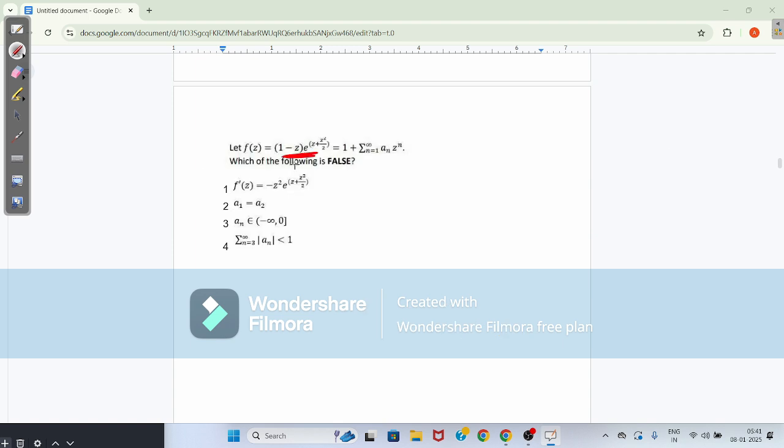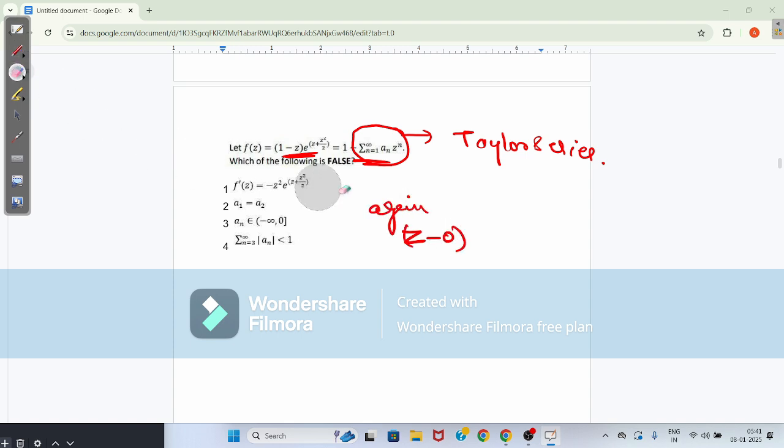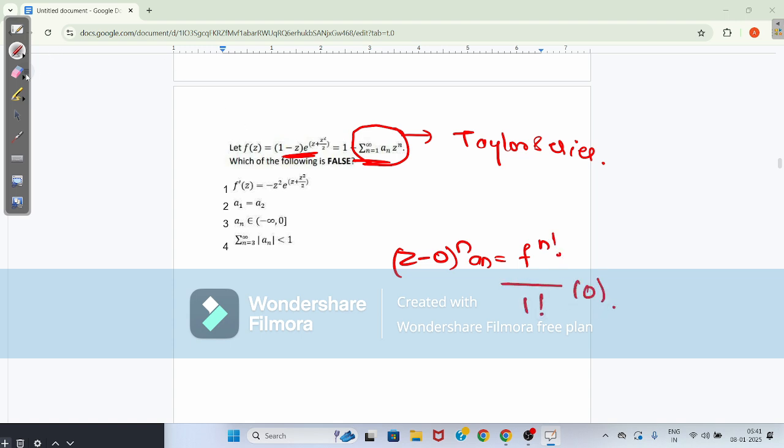Now here, given f of z is equal to this here. By this value, what you can say is that this is of the form of a Taylor series. So this can be written as z minus 0, whole power n, into a n, f power n at 0 by n factorial. Okay, now here we have to find out this value.